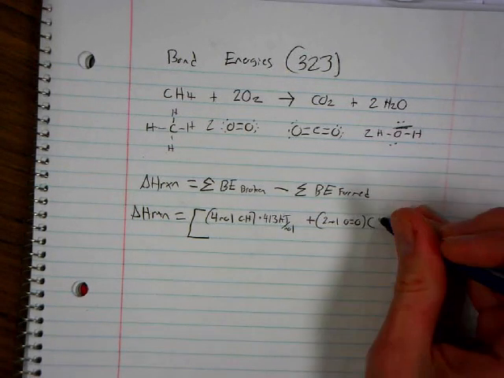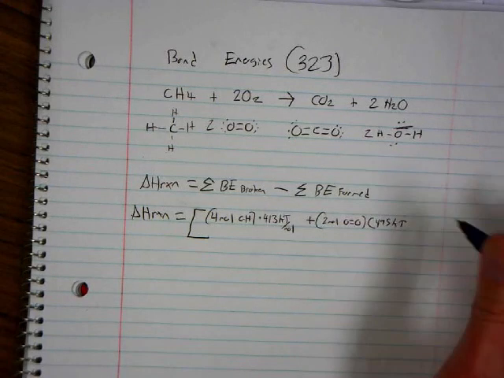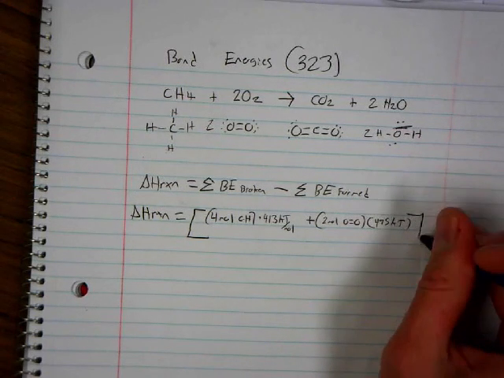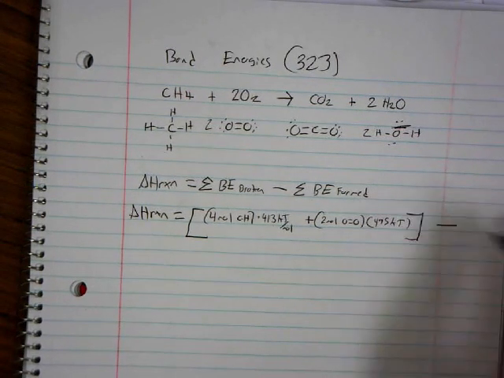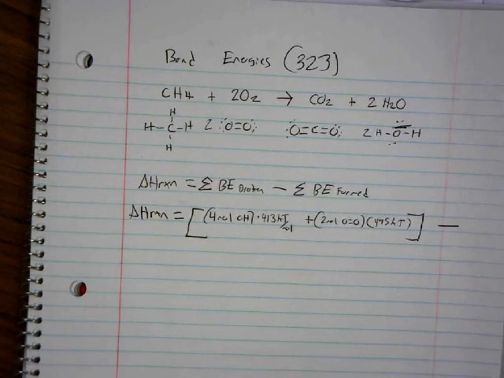Times, what is the energy for an oxygen double bonded to an oxygen? 495 kilojoules. Would you agree that that is all the bonds broken? Yes.